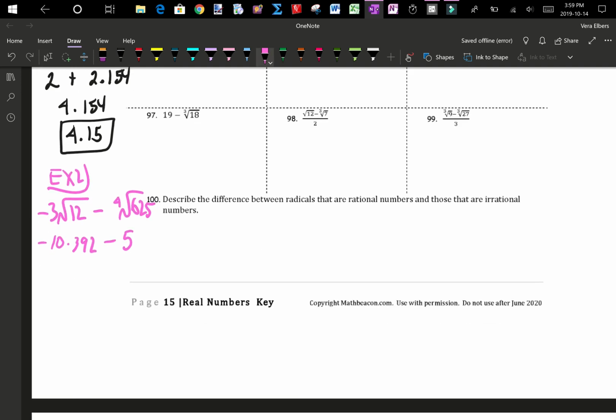And then we're going to complete our calculation. Negative 10.392 minus 5 will give you negative 15.392. Round off to the nearest 2 decimal places, so you get negative 15.39. And that concludes our lesson for today.